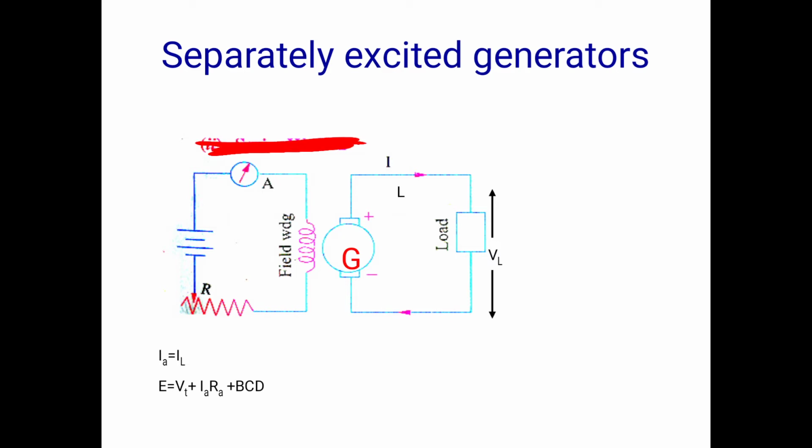Now we have to write the voltage equation, current equation and power equation in the case of separately excited generators. We know that whenever a conductor rotates in a magnetic field, an EMF is generated across the conductor. Every winding has some resistance. The armature winding resistance is represented by R suffix A. Next, the field winding has some resistance, represented by R suffix F.